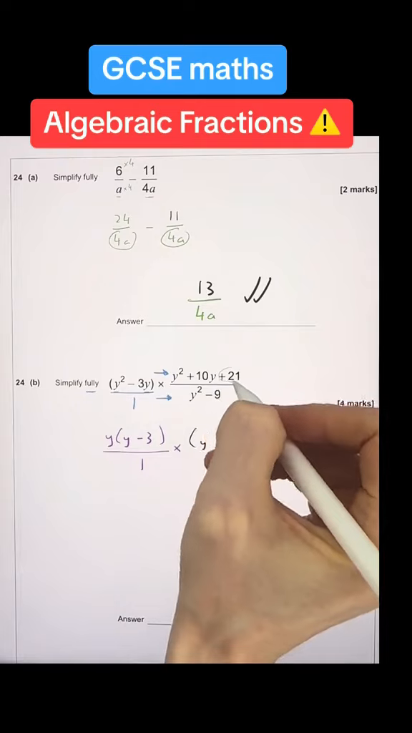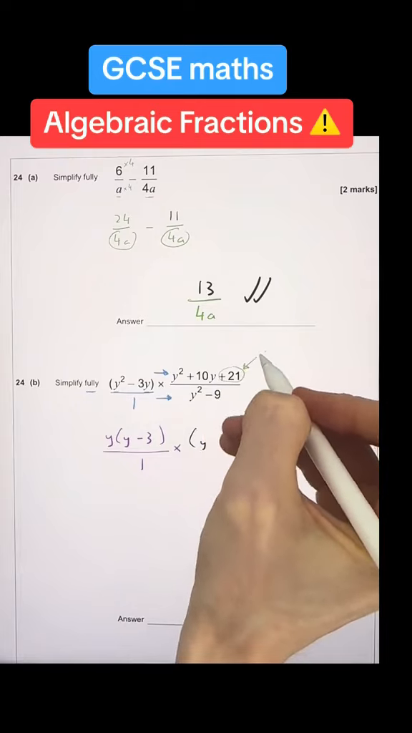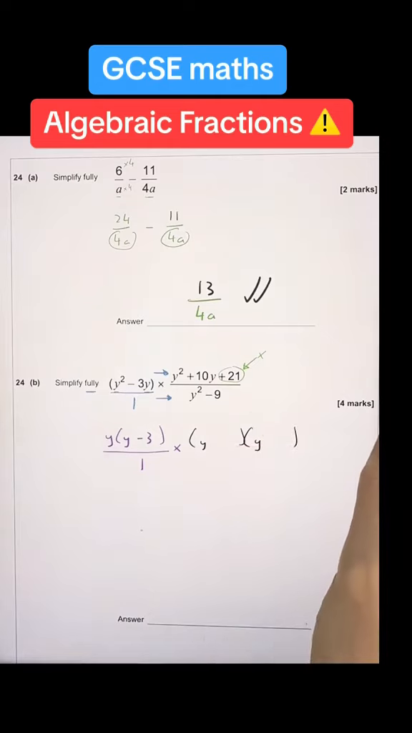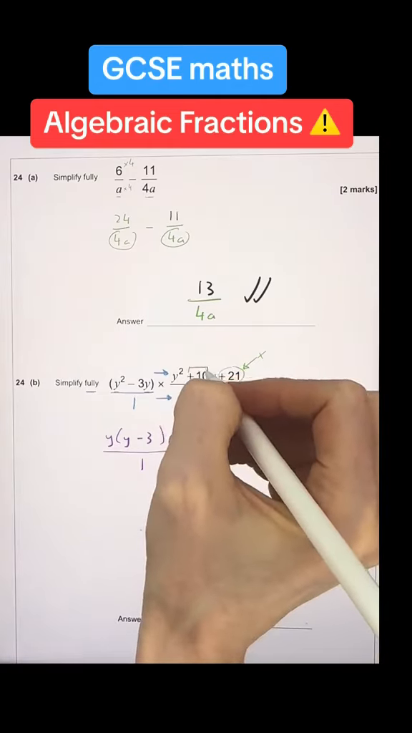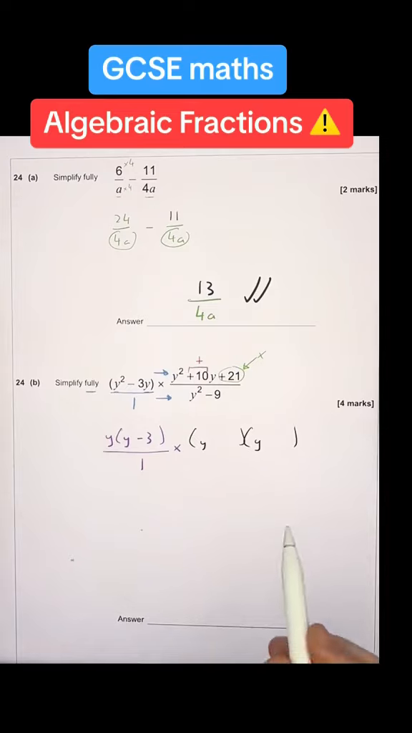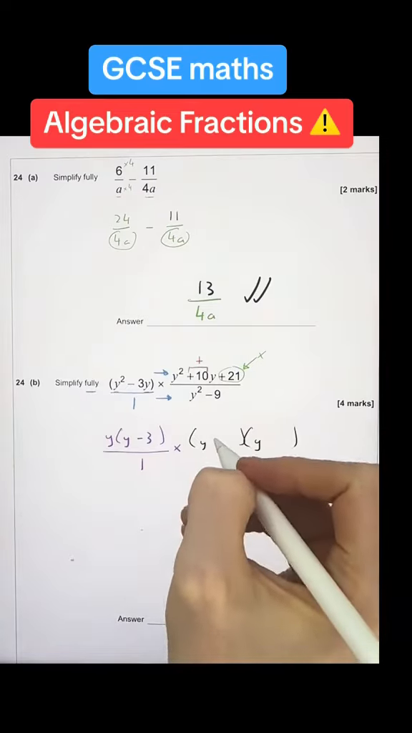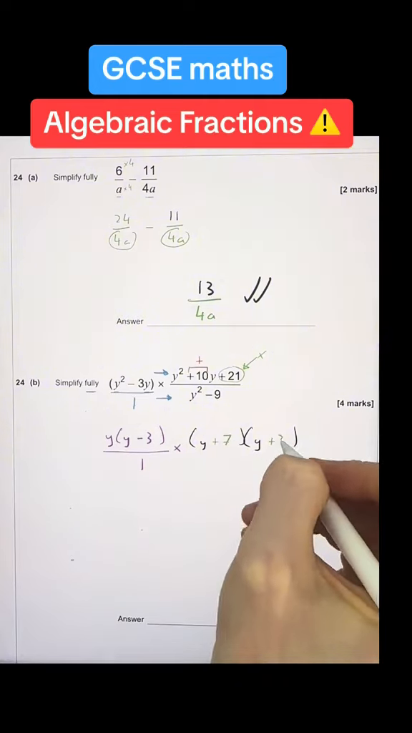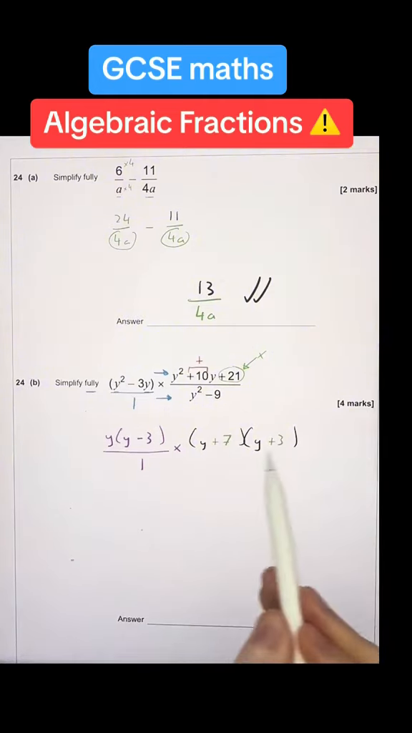My rule is I need to find 2 numbers that multiply to give us the number term, in this case positive 21, and still add to give us the number in front of the single letter, which in this case is positive 10. Here the only pair that works is going to be plus 7 and plus 3, as 7 times 3 is 21, and 7 add 3 gives us 10.